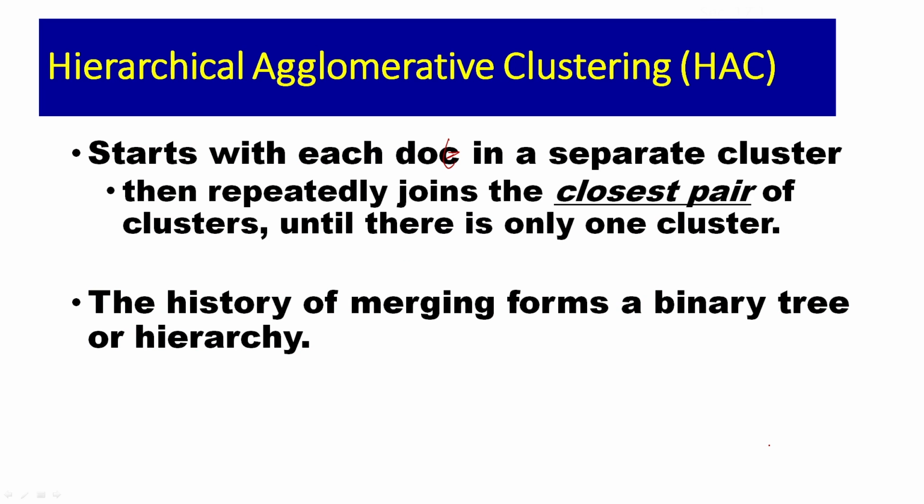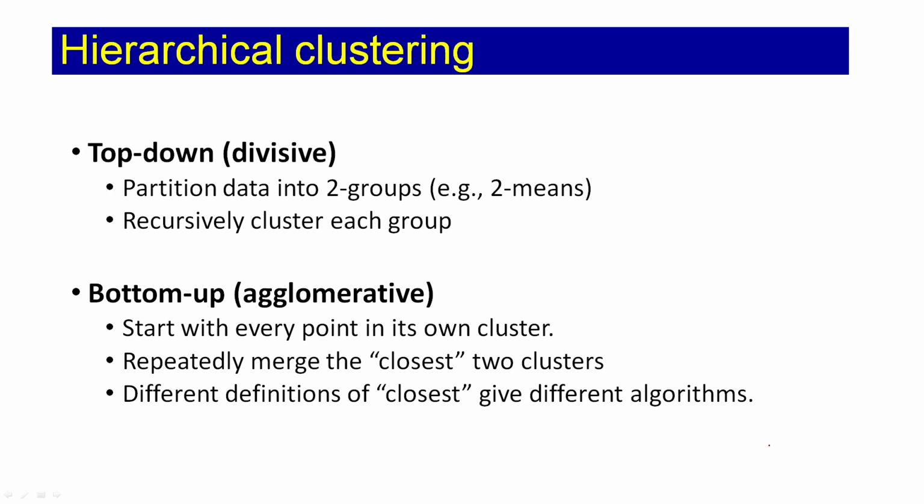So, HAC starts with each dot in a separate cluster, then repeatedly joins the closest pair of clusters, and the history of merging forms a binary tree, right, very simple. On the other hand, divisive clustering partitions data into two groups first and then does this recursively, iteratively, that is what is done.